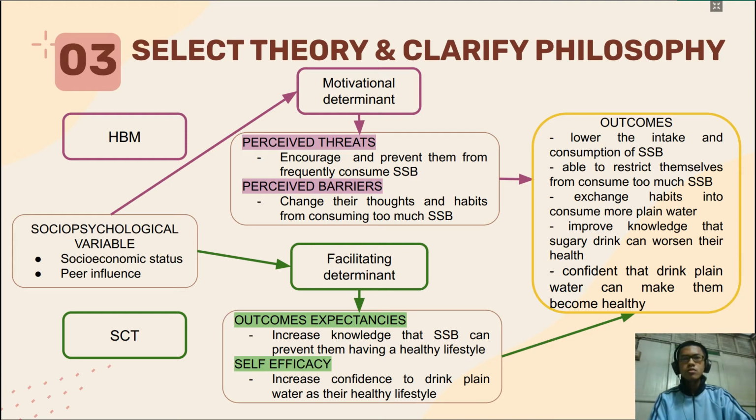So from the social psychological variable, when using social cognitive theory, we identified the facilitating determinants, which are outcome expectancies and self-efficacy. Outcome expectancies will increase knowledge that SSB can prevent them from having a healthy lifestyle, while self-efficacy increases their confidence to drink plain water as their healthy lifestyle. So from this flow, we get the same outcomes, which are to lower the intake and consumption of SSB, able to restrict themselves from consuming too much SSB, exchange habits into consuming more plain water, improve knowledge that sugary drinks can worsen their health, and be confident that drinking plain water can make them become healthy.